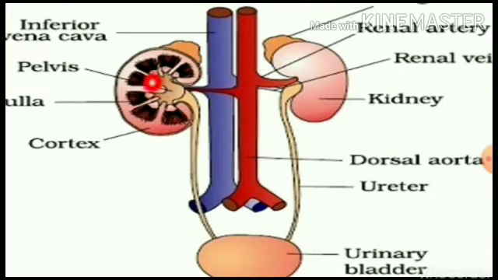Once the metabolic waste has been filtered by the kidney, it is carried to the urinary bladder with the help of ureters. Here the pointer shows the ureters. Ureters will pass the urine to the urinary bladder. Here you have the bladder.